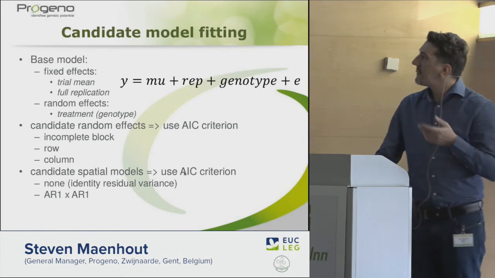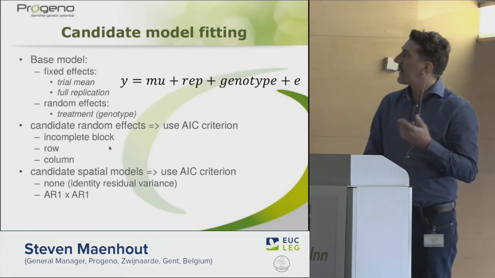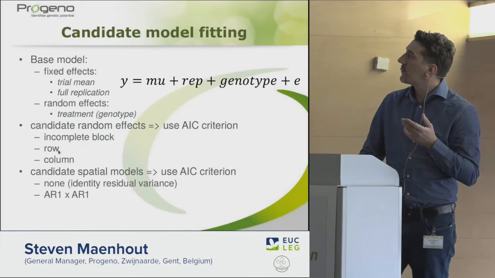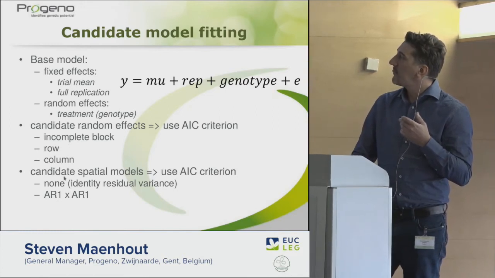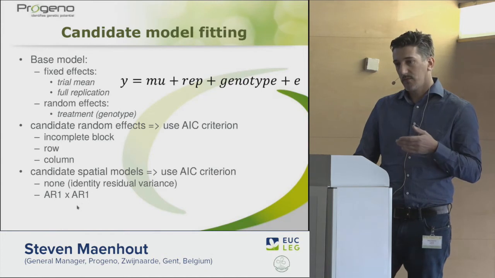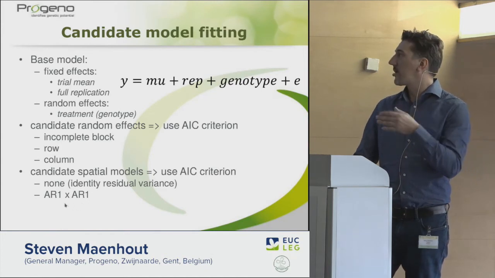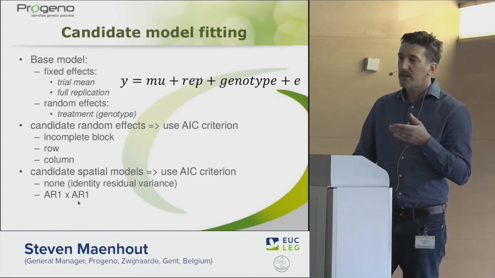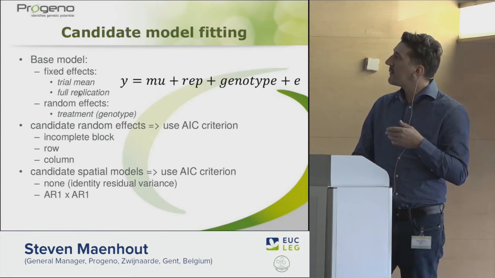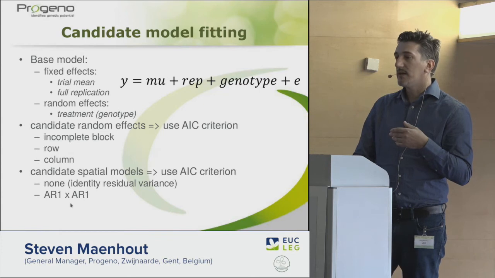And then you can add candidate random effects: incomplete block designs, row and column effects, and one spatial model, either none or an autoregressive in column and in rows. Now, statisticians in the room know that there are many, many more spatial models that you could try, but just to give you an idea, this is the base model, this will remain the same, and then you're going to try to add one of these.